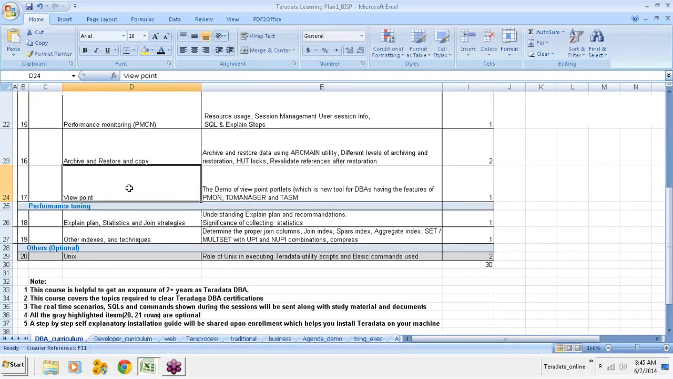And there is a cutting edge technology involved in Teradata, that is Viewpoint. Viewpoint is a Java-based web portal through which we can monitor all the Teradata servers in the organizations. We can see their performance. If they run into any issues, we can resolve them with the Viewpoint. Okay. And performance tuning: explain plan, statistics, join strategies, and the other indexes and techniques. Okay. Multi-set, UPI, NUPI, the combinations, every performance related discussion we make here.